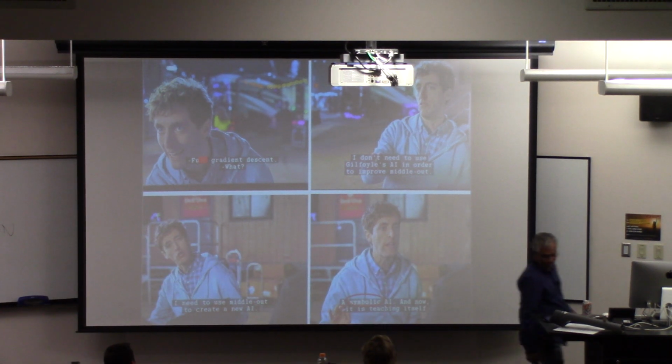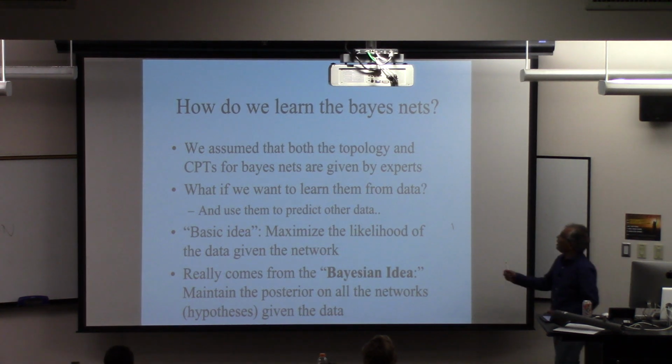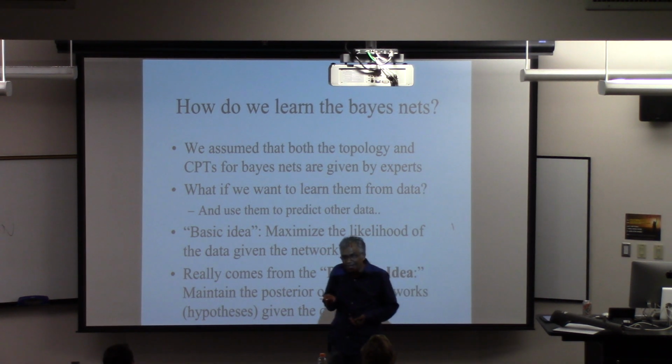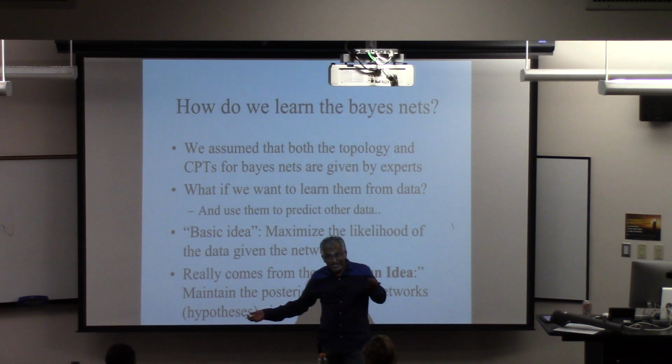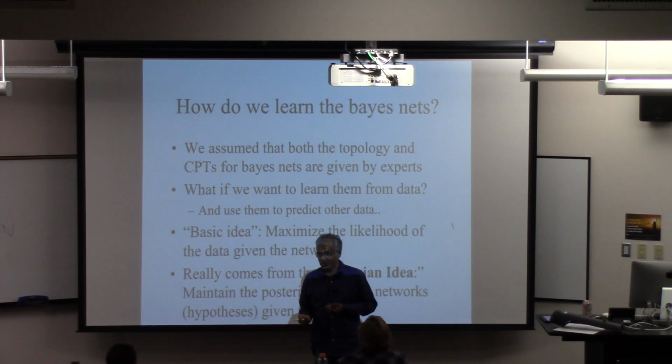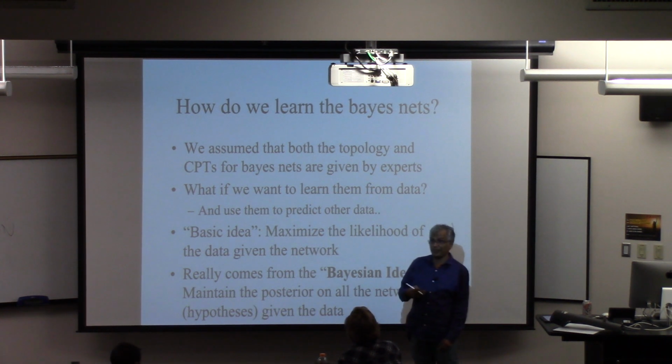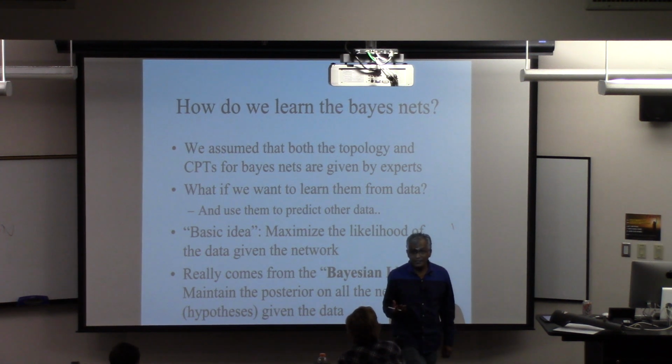Okay? Anyway. So, how do we learn Bayes nets is basically where we are getting started from. That's like the simple idea. So basically, we had Bayes nets that we were talking about manually specifying. Okay, and when you're specifying Bayes nets, you have to specify topology, you have to specify conditional probability tables.